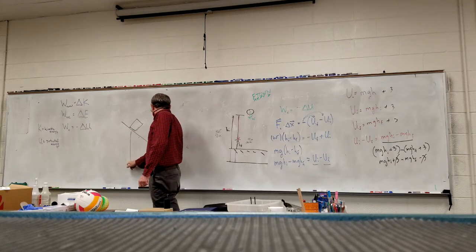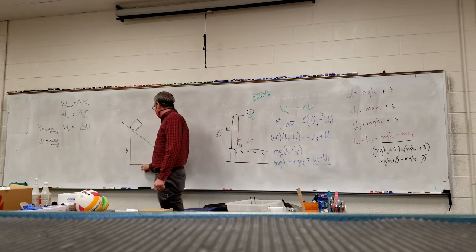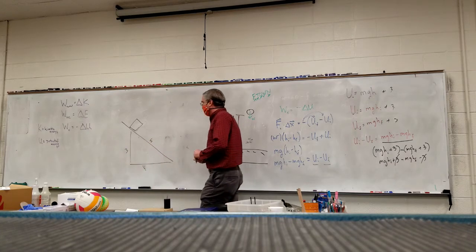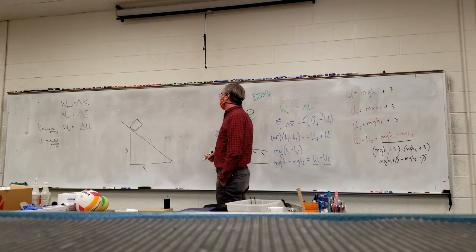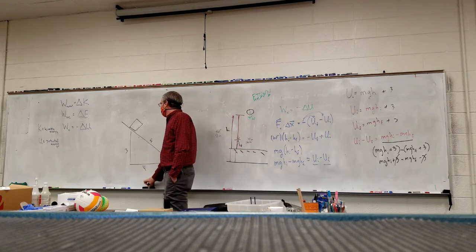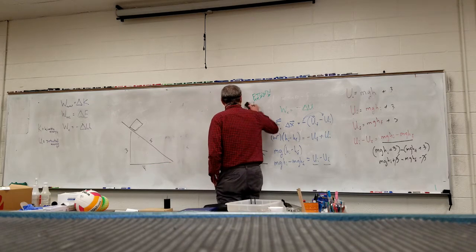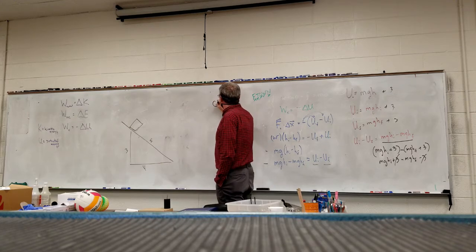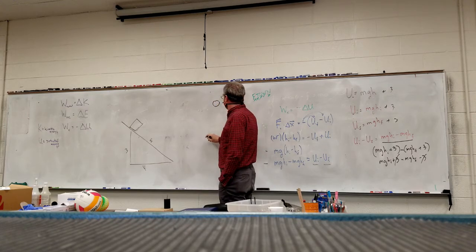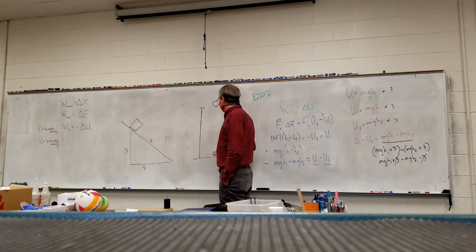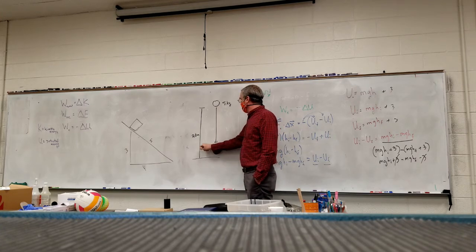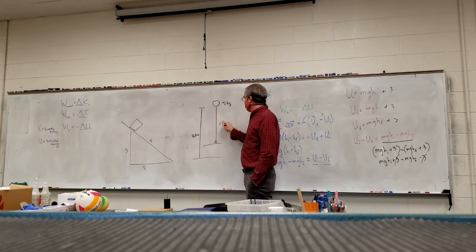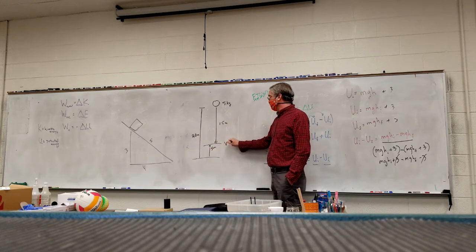Let's do something nice here. Actually, before we do that one, we'll come back to that. Let's actually do numbers here. So I have a 5 kilogram mass that starts out 20 meters above the ground. It is going to fall 15 meters. So this is 15 meters, so it'll end up 5 meters above the ground. And I want to know how fast is it going at this point.